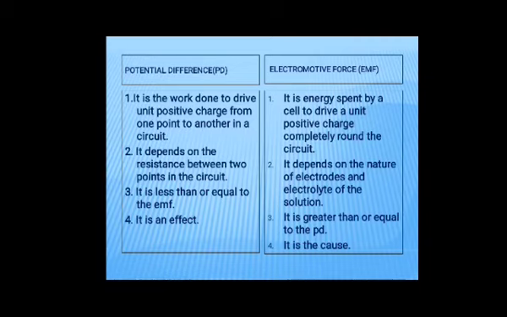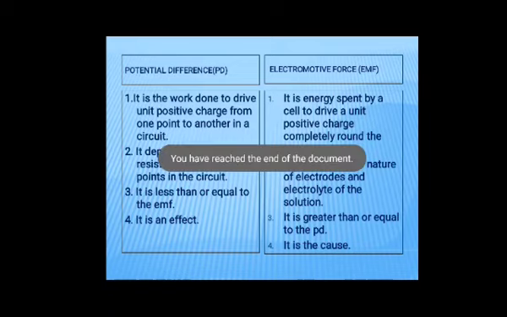Say if you have one cell, the value written on it is 1.5 volt. This 1.5 volt is EMF. When you connect that cell in a circuit, and the component uses that 1.5 volt, then it becomes potential difference. So the total value written on the cell is EMF. When it is connected in the circuit after utilizing, it becomes potential difference. Hope these points are clear. Thank you.